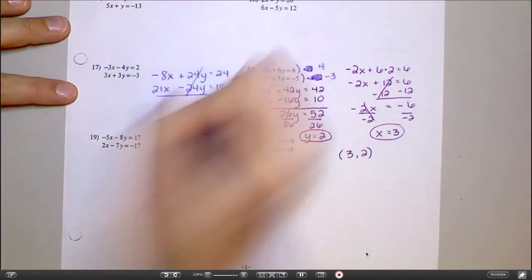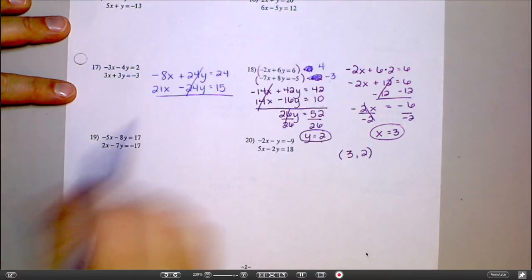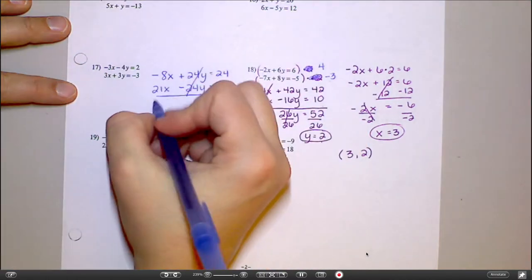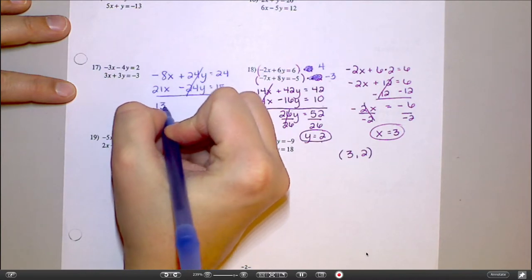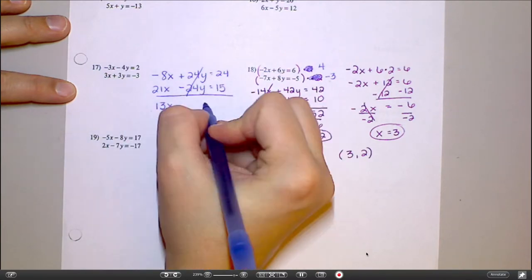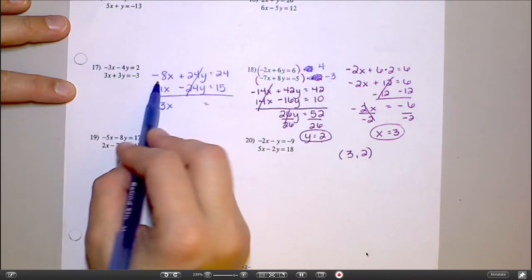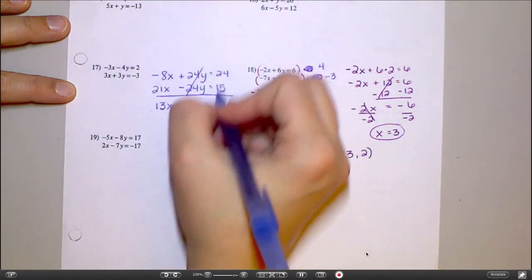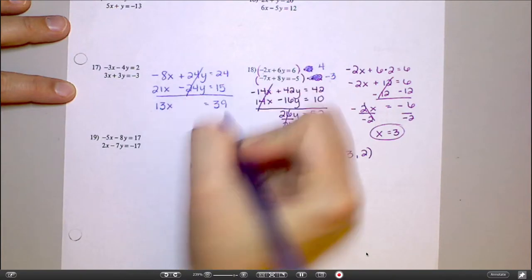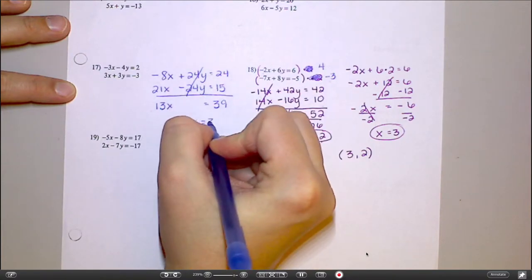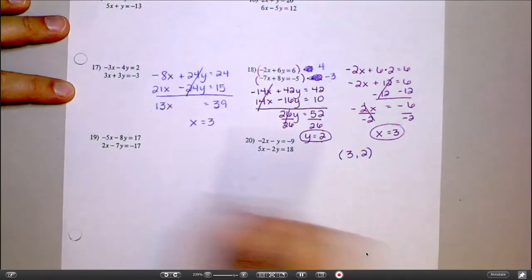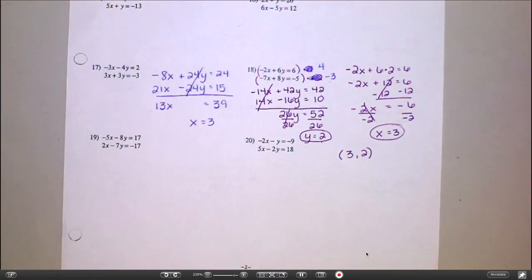So these would cancel this time. Negative 8 plus 21 is 13. I should have it wrong. Did you find it? Yeah, I didn't put negative 8, I put 8. Okay, yeah, if that was just an 8, that would mess it up. And then this would be 39. So when you divide, you would get x equals 3, just like we did back here. And then when you plug that back in, you should find y equals 2.